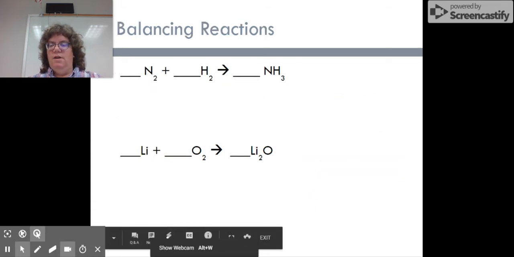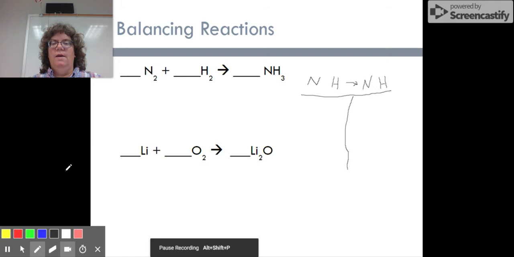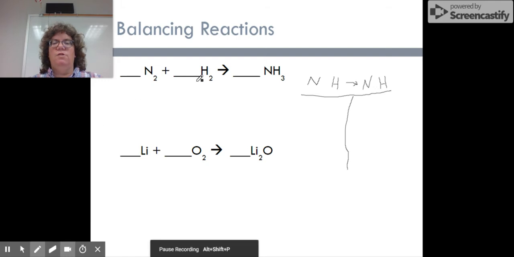Let's try another example here. In this example, we have nitrogen and hydrogen. So basically, we have nitrogen and hydrogen combining to make ammonia. But on either side of the equation, I have nitrogen and hydrogen. Excuse my messy handwriting, but it's easier to draw this than to do that like I did before.